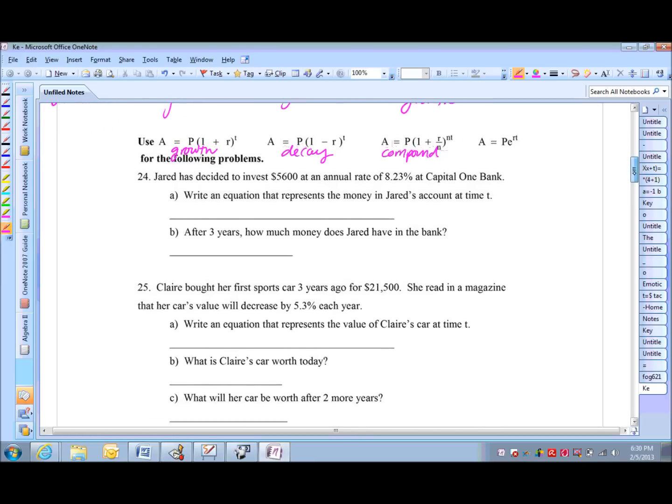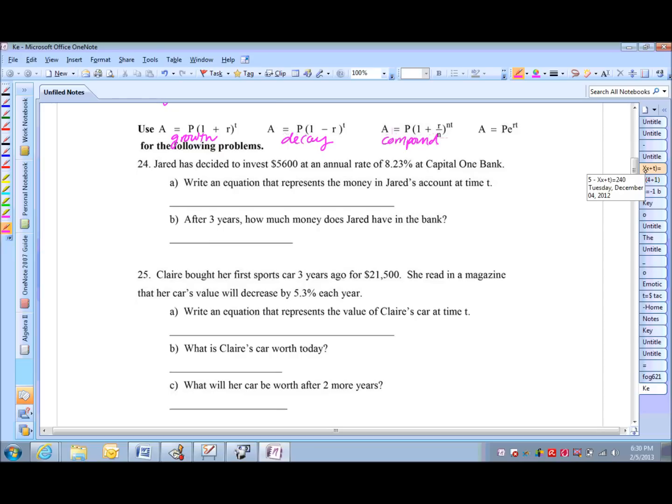So let's look at problem 24. Jared decides to invest $5,600 at an annual rate of 8.23% at Capital One Bank. When someone invests money and earns interest on that money they've invested, that is an exponential growth. So we are going to use the first formula that they gave us, which is A equals P times 1 plus R raised to the T.